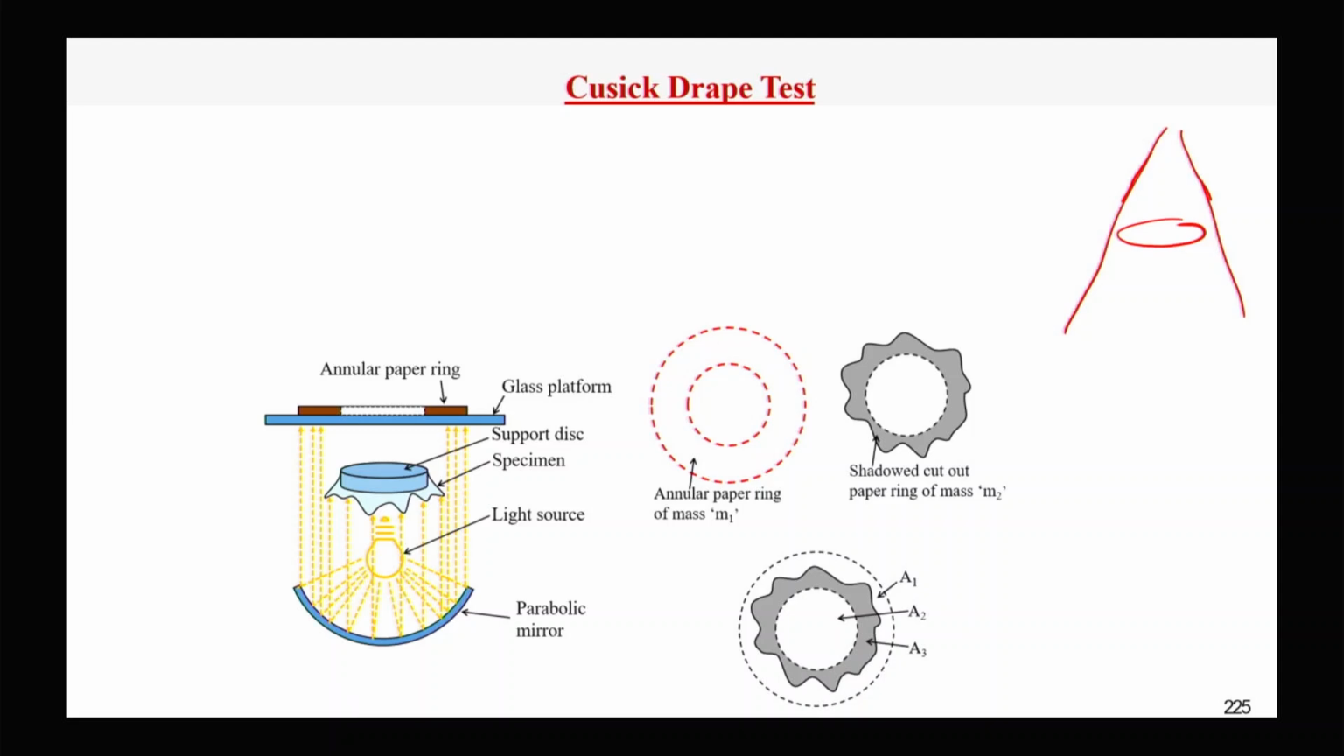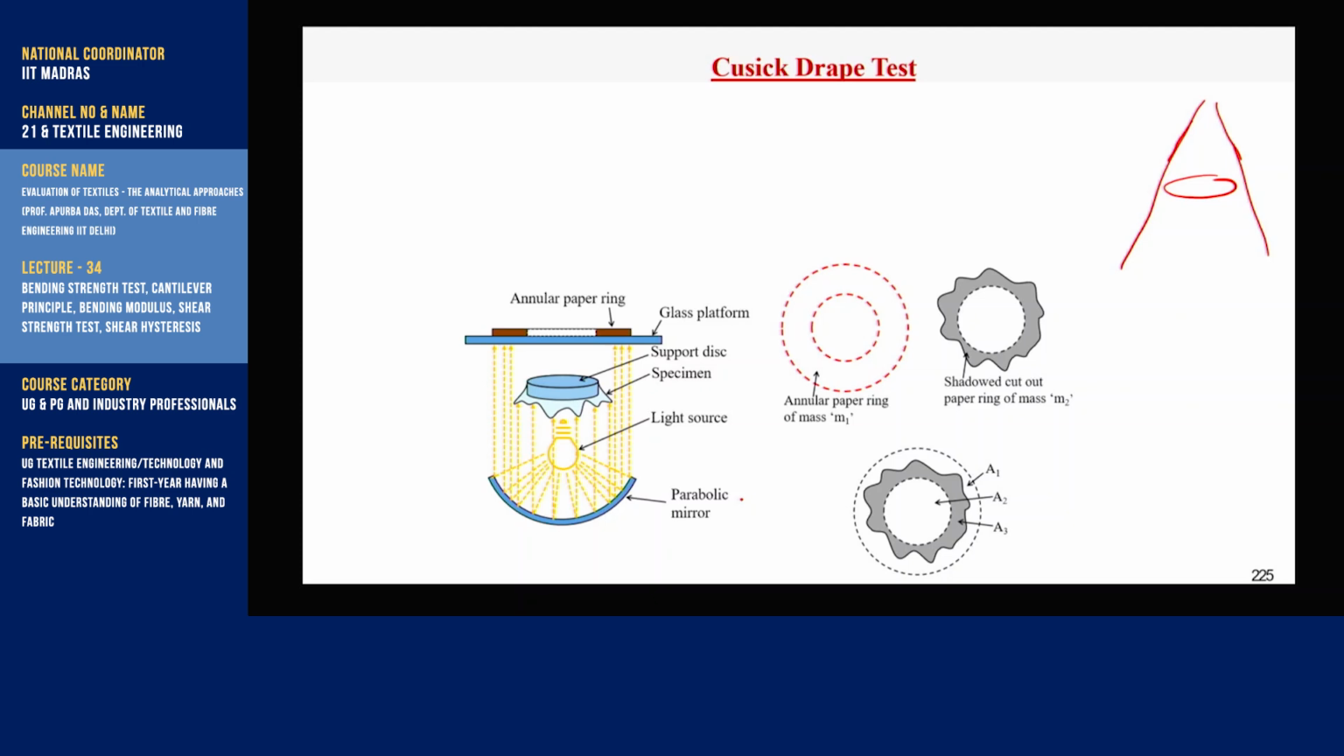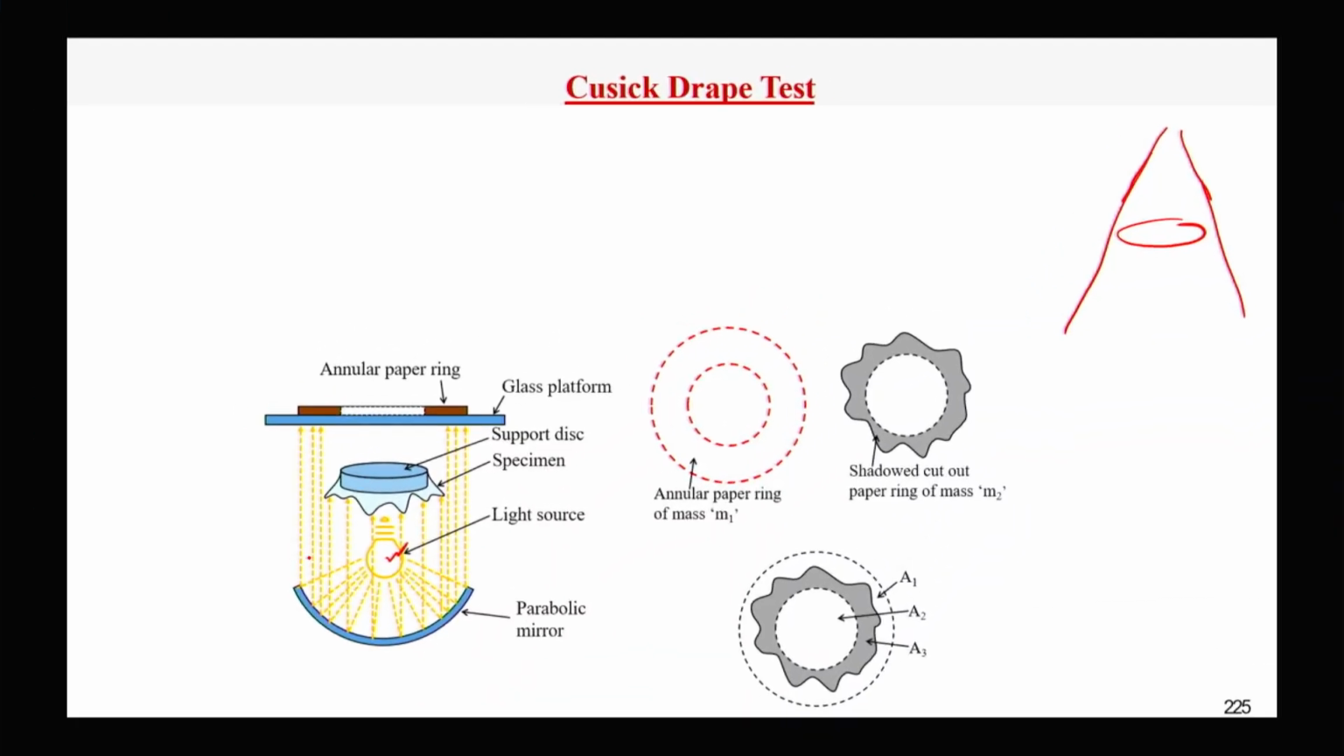acoustic drape meter, where light is projected on a concave parabolic mirror. So this is the light source here, and above which the fabric specimen is placed. This is the fabric specimen and support disc, and above the fabric specimen there is a glass platform on which annular paper is placed. The inner diameter of the annular paper ring is equal to the diameter of the support disc.